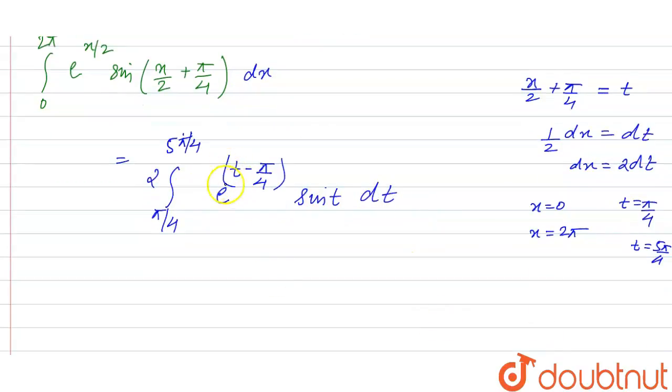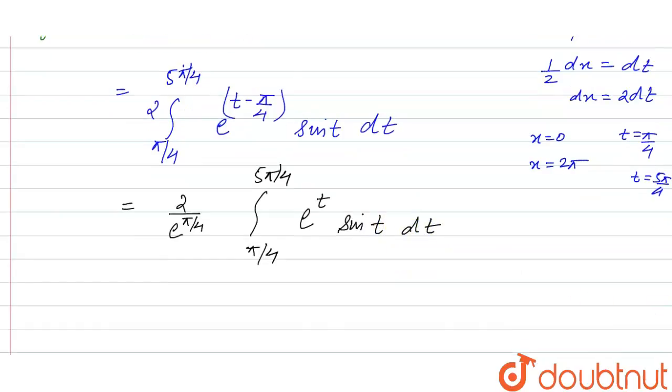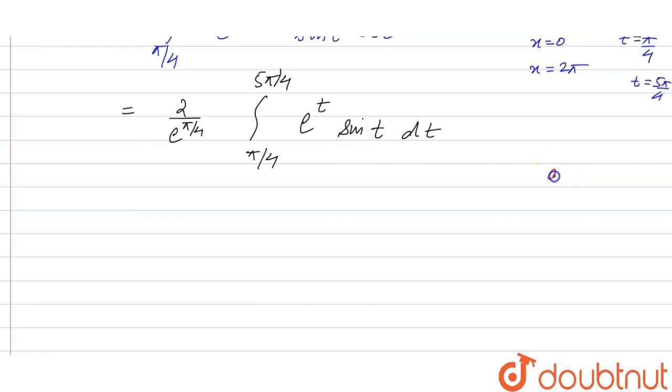If we take this e raised to power minus pi by 4 to the denominator, this value is 2 upon e raised to power pi by 4, by using the properties of exponents. So we have the integral from pi by 4 to 5 pi by 4 of e raised to power t sine t with respect to dt. In this case we have a is equal to 1, b is also 1.